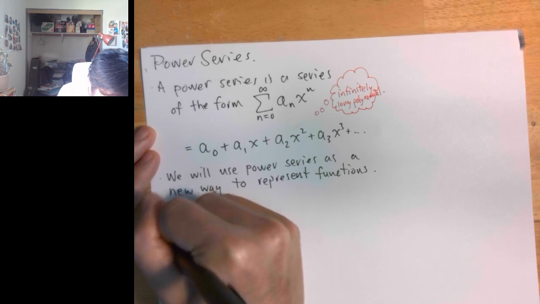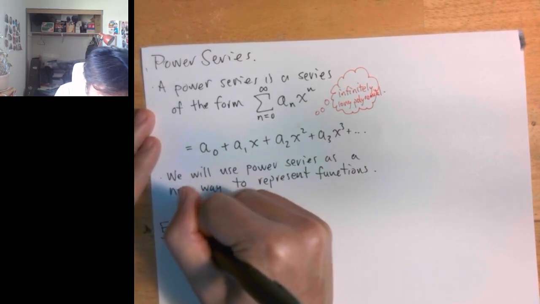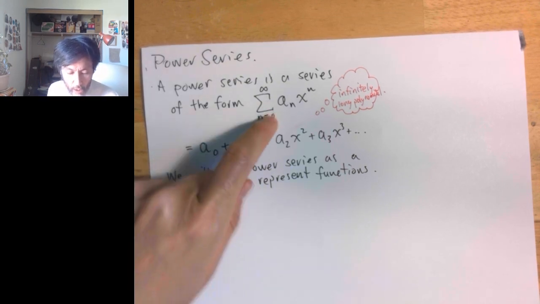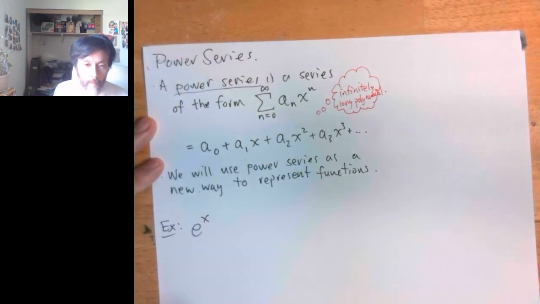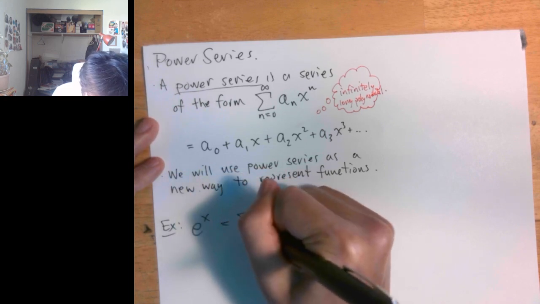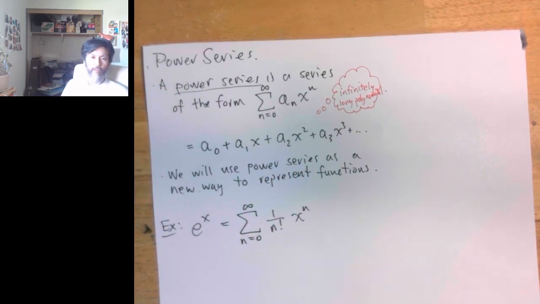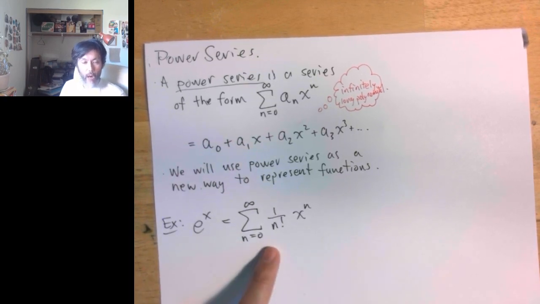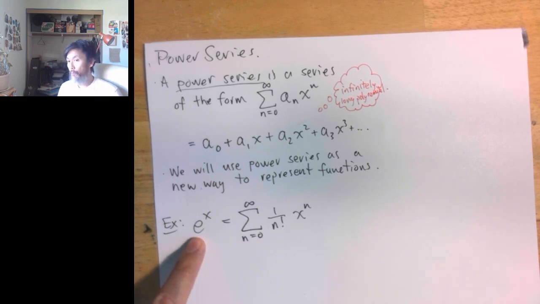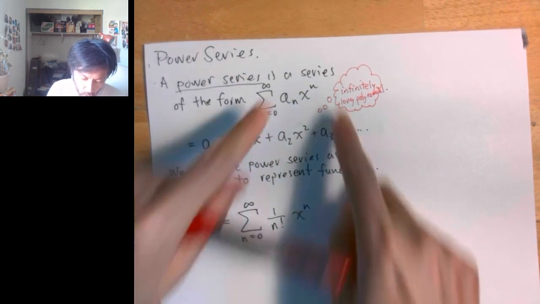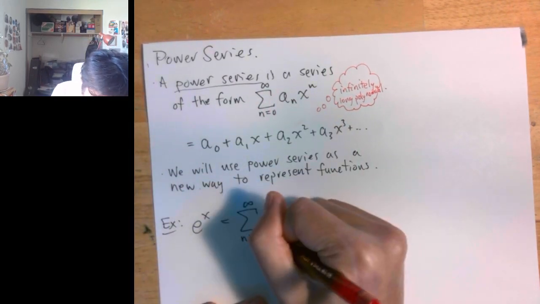It turns out that e to the x, our best friend, has a completely new way of representing it using this technology of power series. It turns out that e to the x is equal to the sum from n equals 0 to infinity of 1 over n factorial times x to the nth power. This is one of the reasons why factorial is so incredibly important, because it arises in this power series representation of the familiar function e to the x. So in comparing this with that, what's playing the role of what? Well, a sub n here is 1 over n factorial.